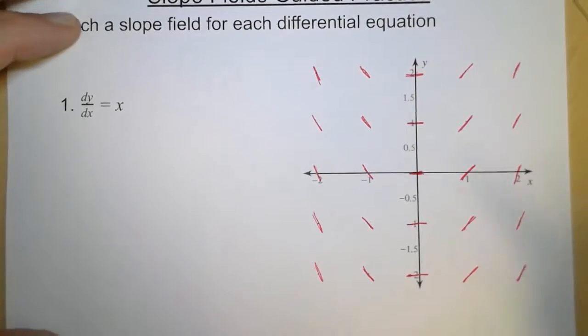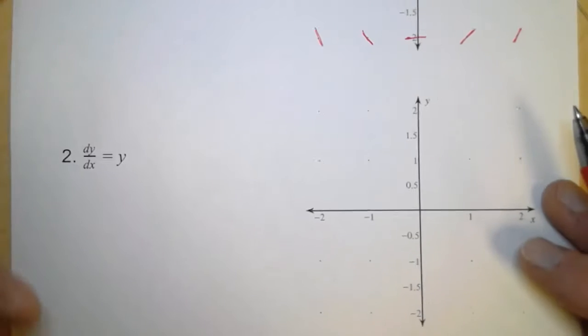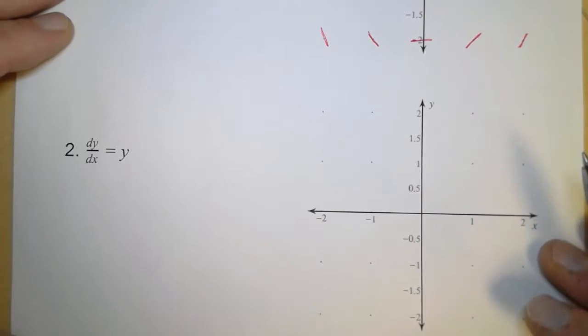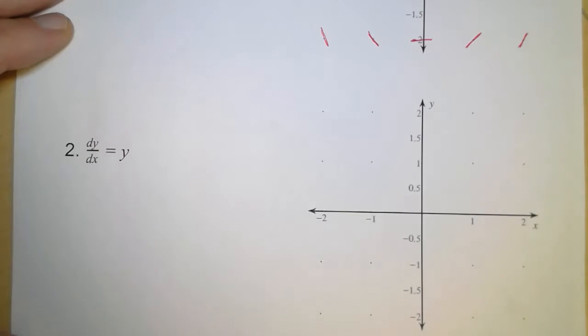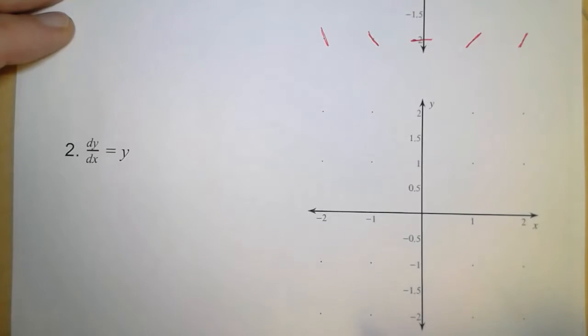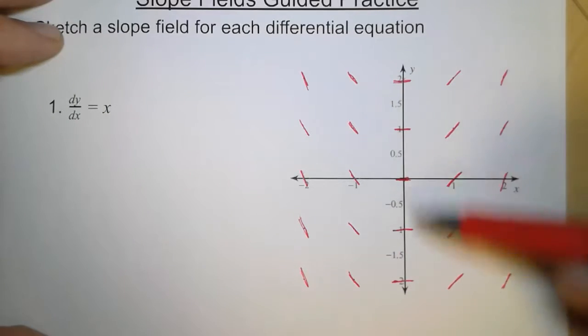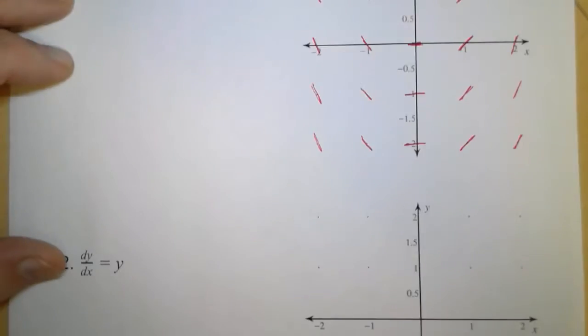So here's what the slope field for dy dx equals x looks like. And so for this one, the slope is entirely dependent on just the x value. Now looking down at number 2, here the x value doesn't enter into it. It's just the y value. So now, anytime the y value is 0, we're going to have a slope of 0. Whereas here, anytime the x value was 0, we had a slope of 0.